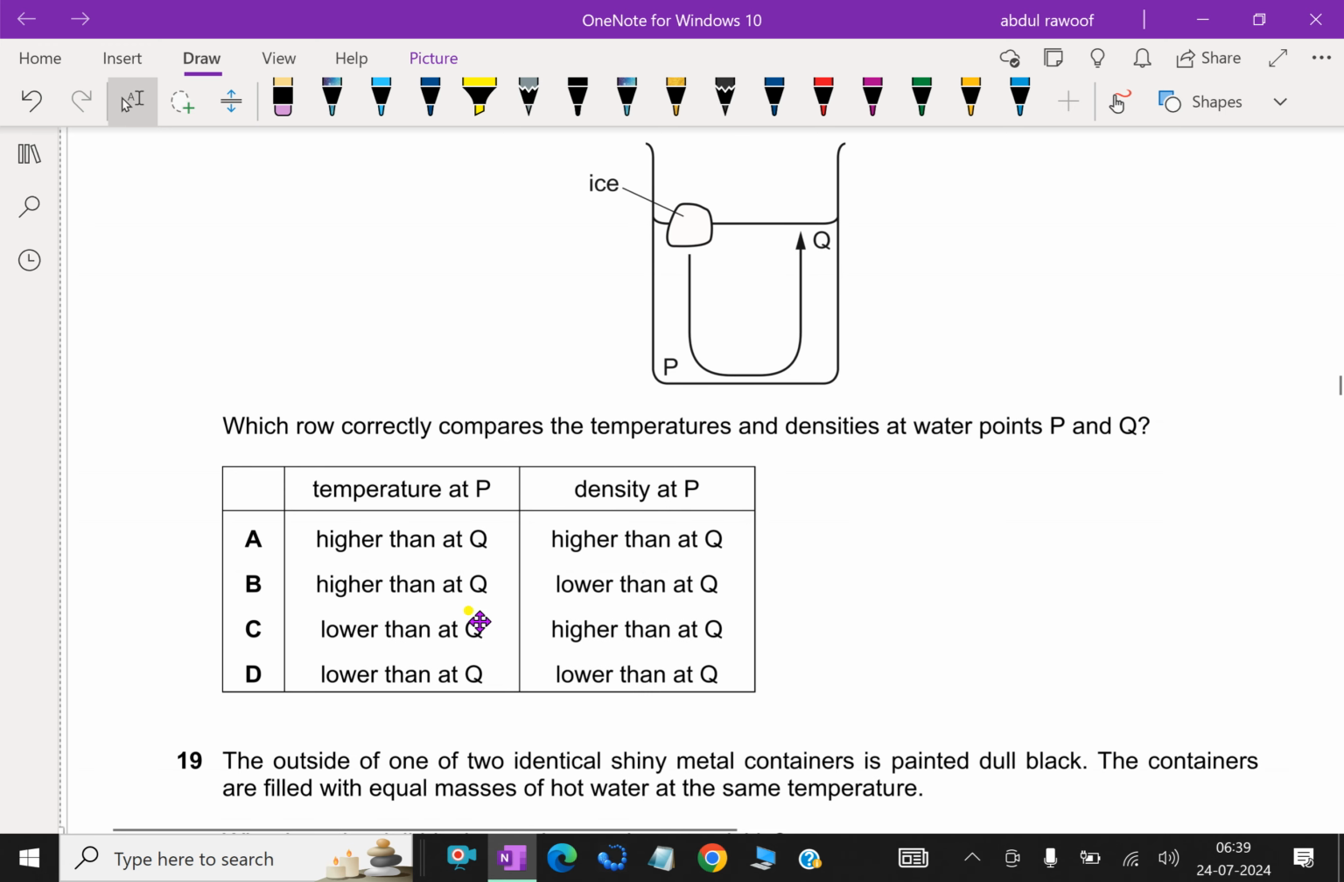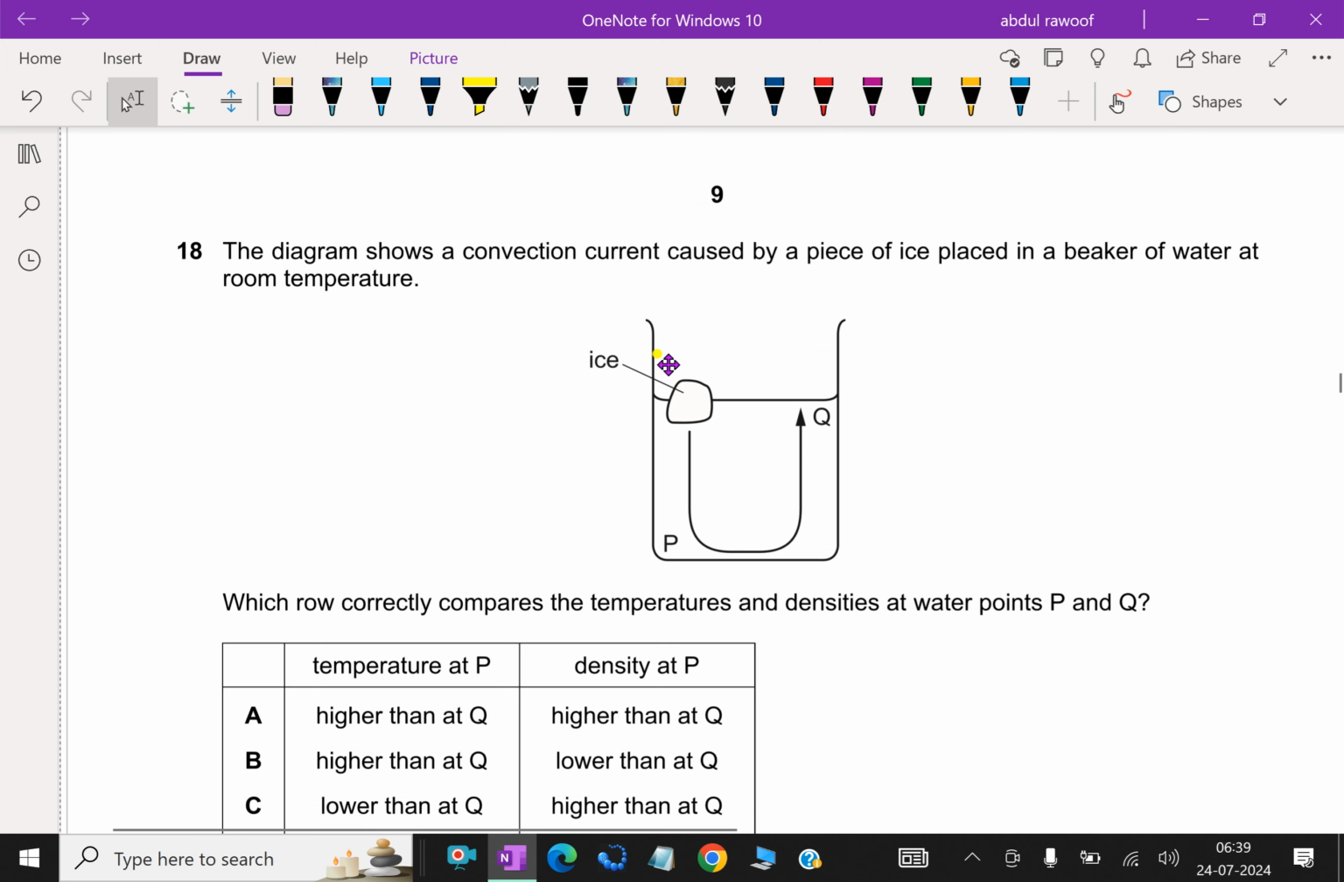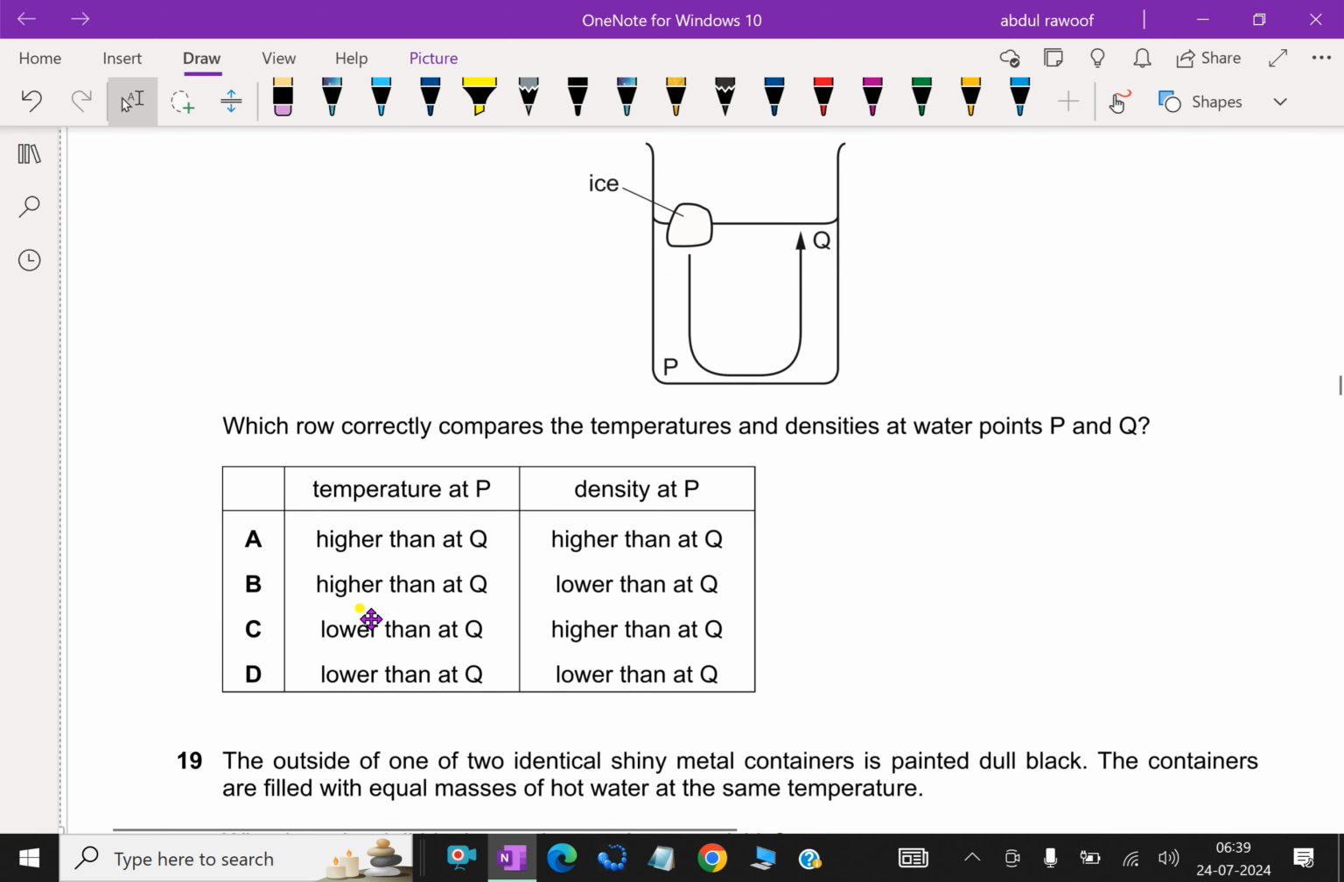Now option C, look here. The temperature at P is lower than Q because Q is ice, the cool surface? The temperature of P is higher. Because of convection, the density changes and the water flows like so. The option C is correct.